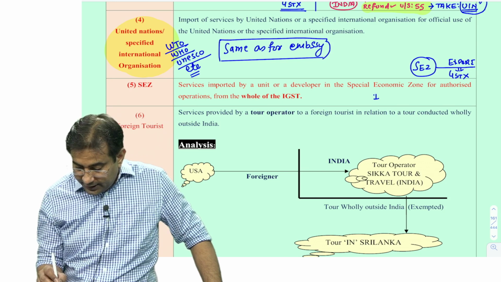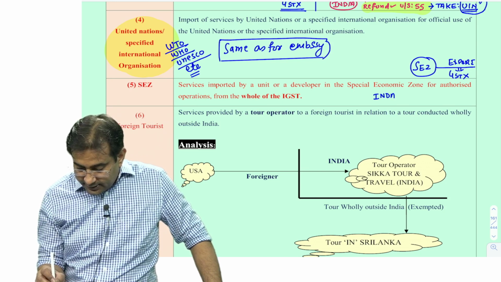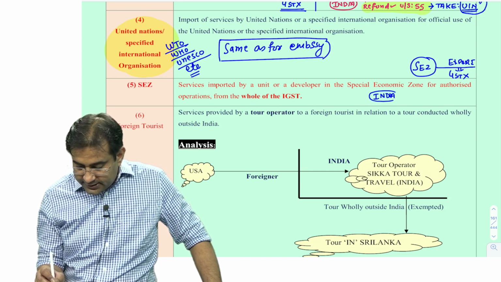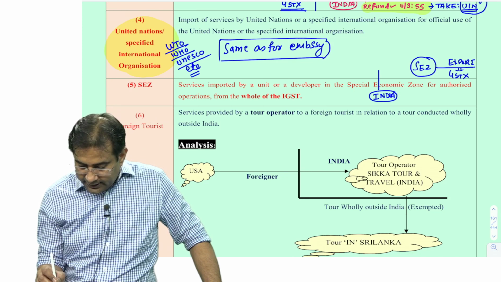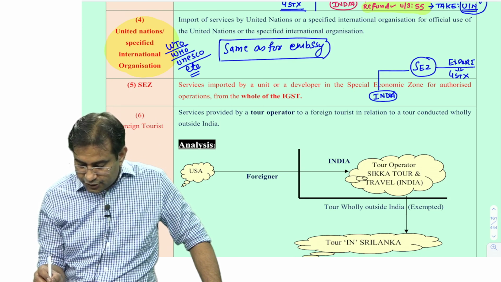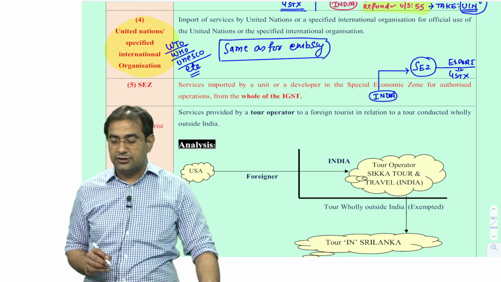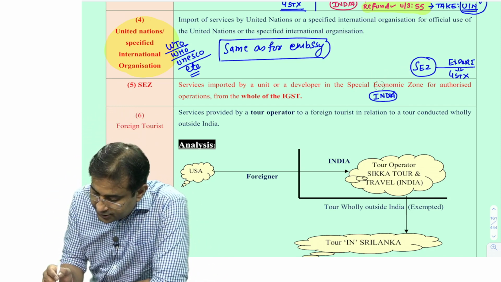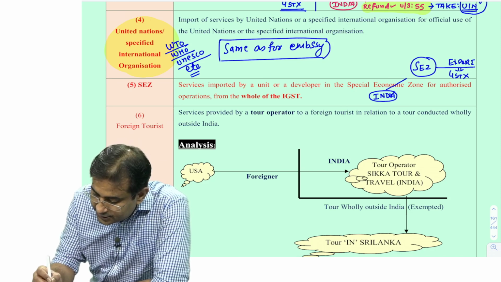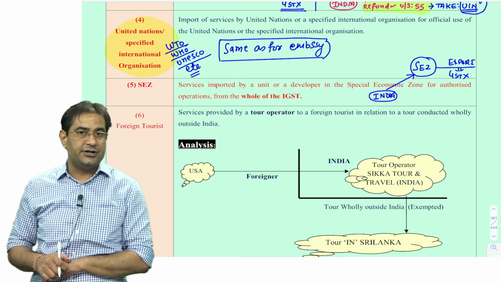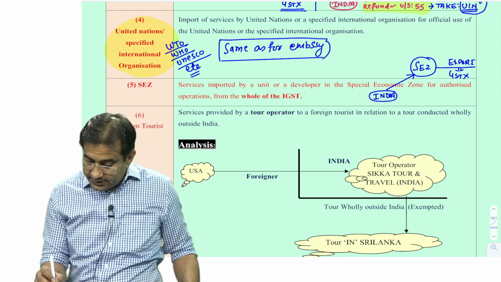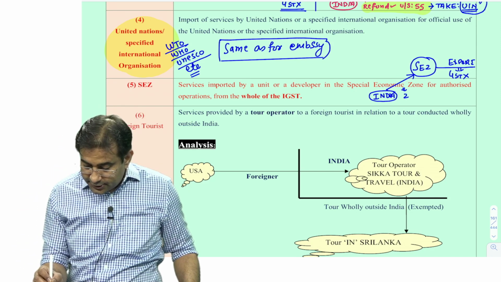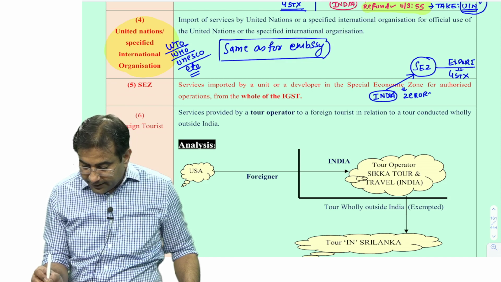Suppose from India itself, a domestic supplier supplies any goods or services to a special economic zone. Such a supply is termed a zero rated supply, as we have already discussed while studying the definitions. This is treated as zero rated supply.